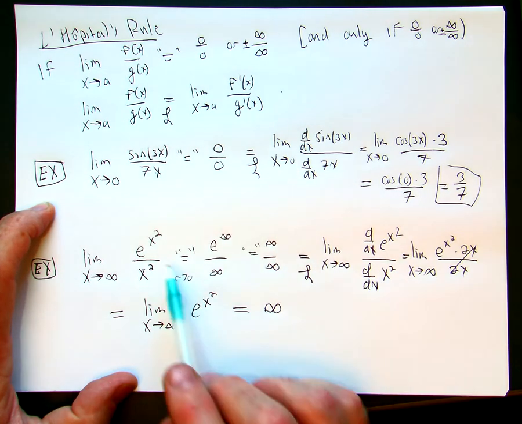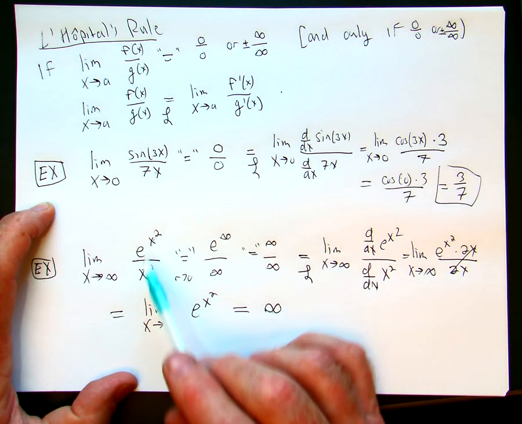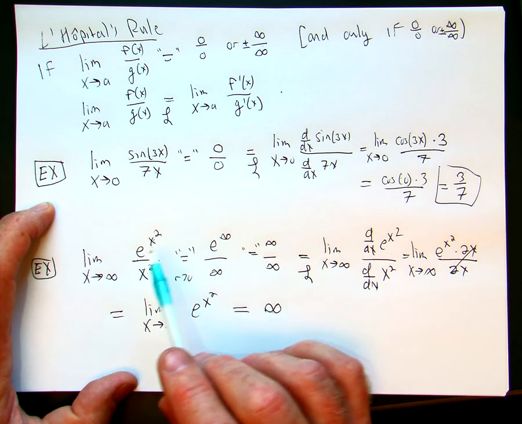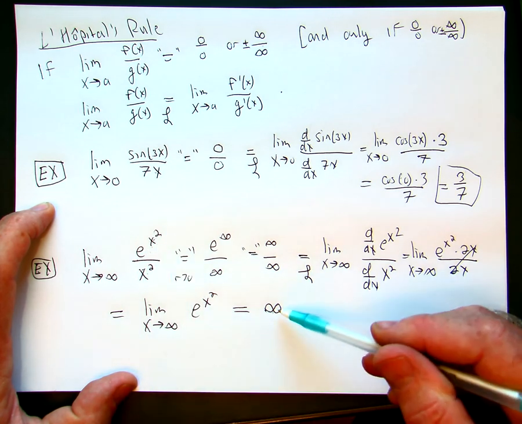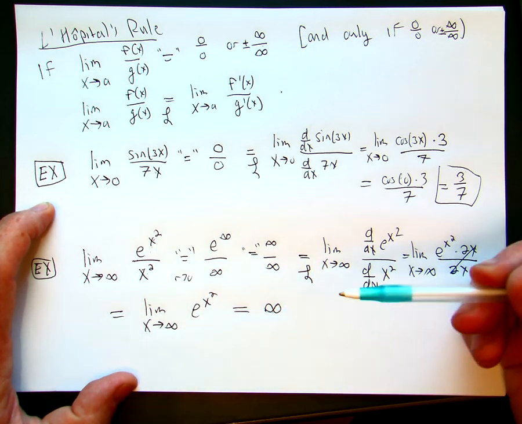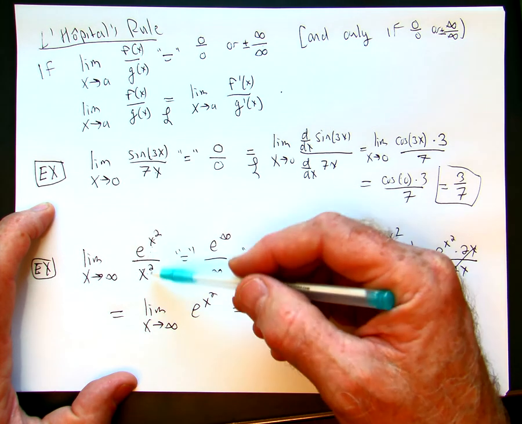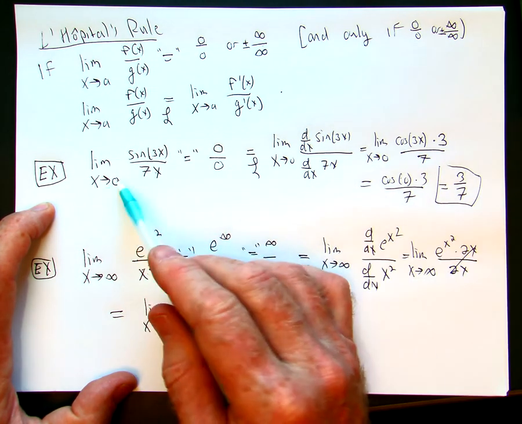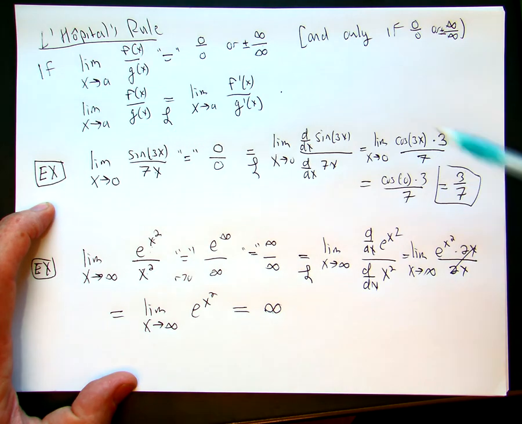So what that means is that both of these go to infinity. That's what this means. But this goes to infinity way, way faster. In fact, infinitely faster. So as x gets large, this ratio right here is infinite. As x goes to 0, this ratio right here is about 3/7. I hope that makes sense.